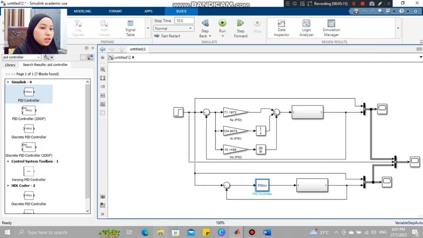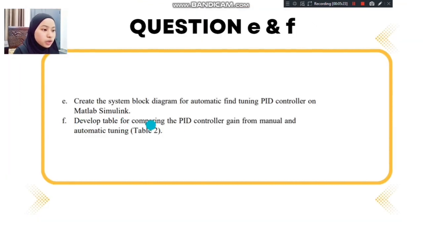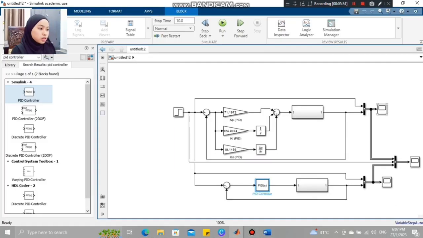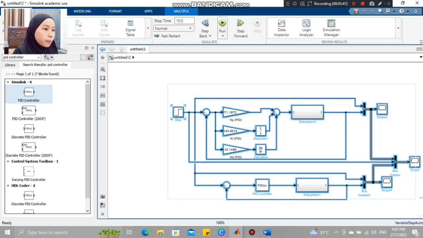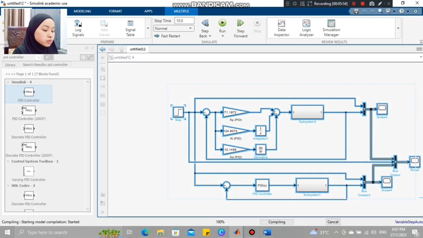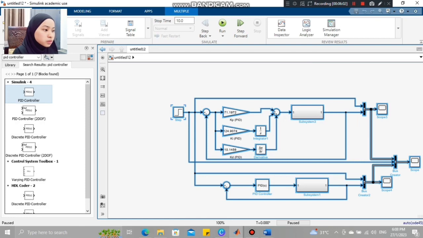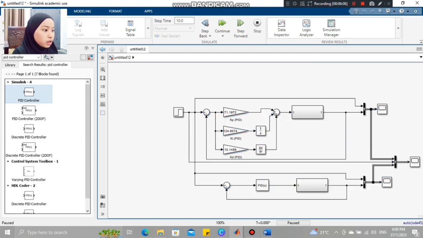To make a comparison for manual and automatic, for question F, develop a table for comparing the PID controller gain from manual and automatic tuning. So from this, we put one scope at this to make a comparison for manual and automatic. So I will run this circuit. Alright, after running the circuit, click at the scope at the right side.